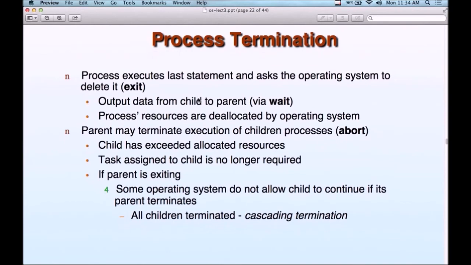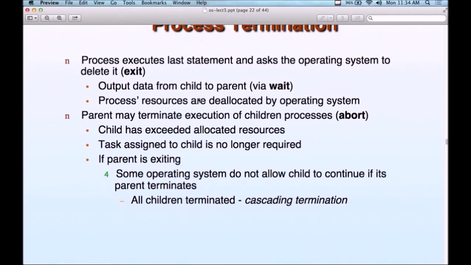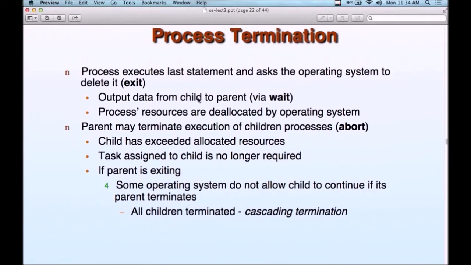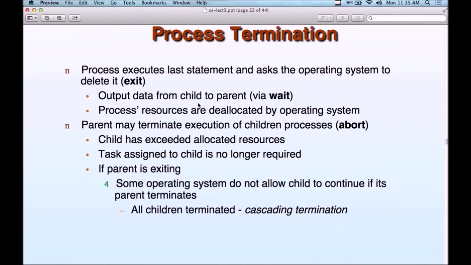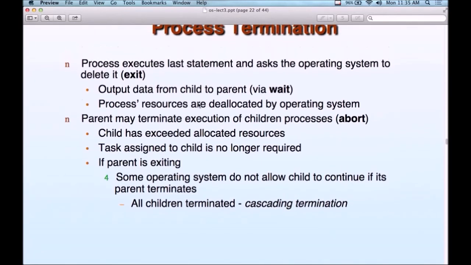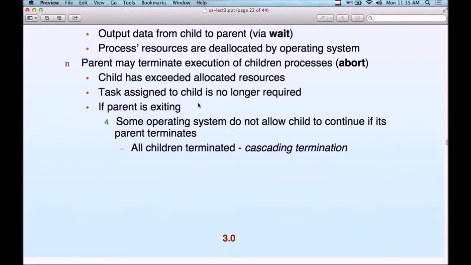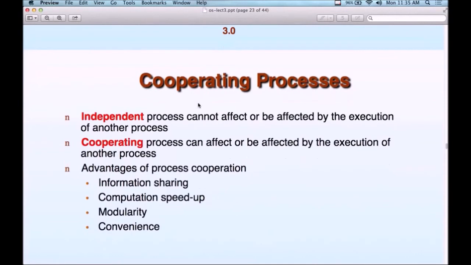Also, a parent may terminate the execution of a child, abort the child, essentially, and then the task assigned to the child is no longer required. It goes away. We have cascading terminations, where the child terminates and then the parent terminates, and then the parent of the parent terminates. So it cascades all the way back up to the one who created it. Why do we do that? Because we can actually terminate a child without terminating a parent, or terminate a parent without terminating a child.